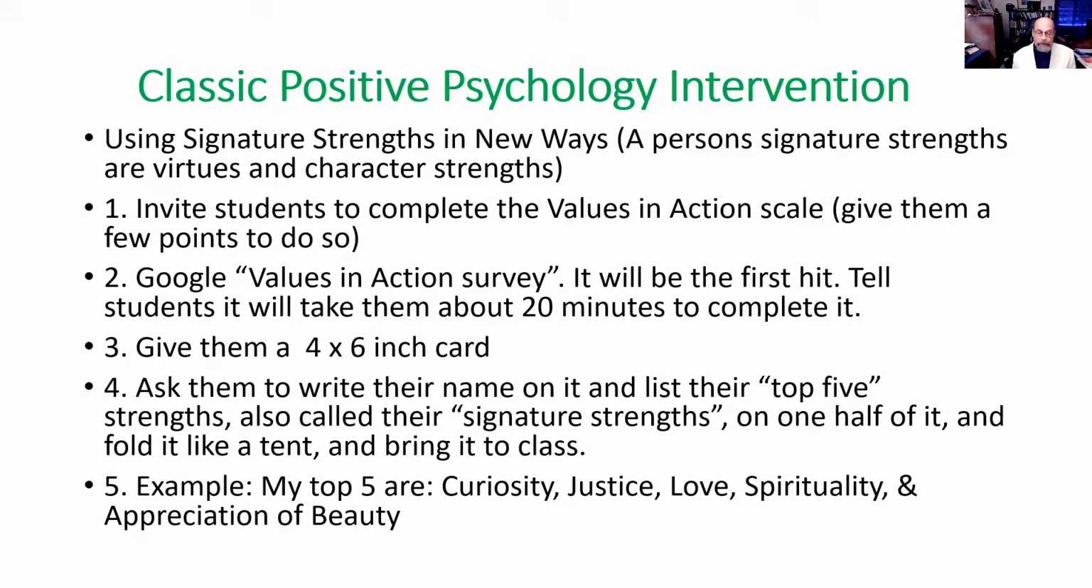Now, for example, I do this with my students and I make my own card and I bring it to class with my name on it. And typically, I've taken the test many times, but typically my top 5 look like curiosity, a sense of justice, a love for humanity, a sense of spirituality and purpose, and appreciation of beauty. But because there's 24 different strengths that get analyzed in the test, everybody has a quasi-unique constellation of strengths.